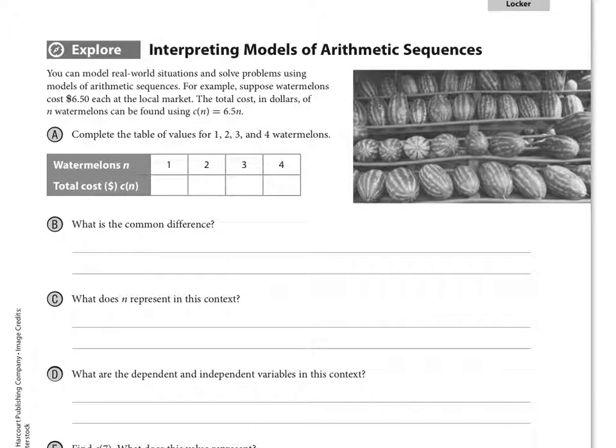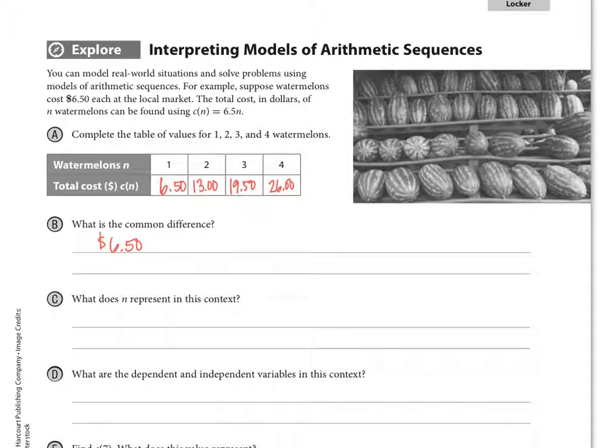One watermelon we know is going to cost $6.50. Two watermelons is going to cost $13. And three watermelons will cost $19.50. And 4 watermelons will cost $26. So the common difference is how much is being added for each consecutive number of watermelons, and that is $6.50.